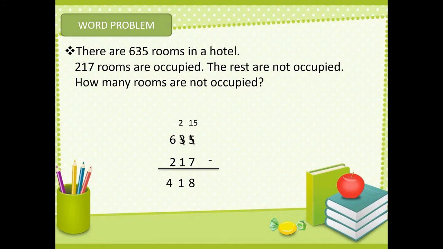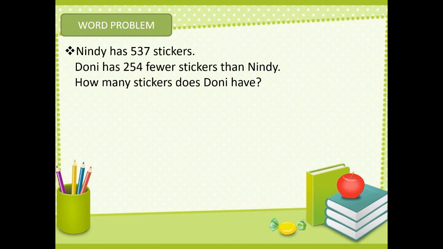So the answer is 418. Next, Nindi has 500 237 stickers. Donnie has 254 fewer stickers than Nindi. How many stickers does Donnie have?